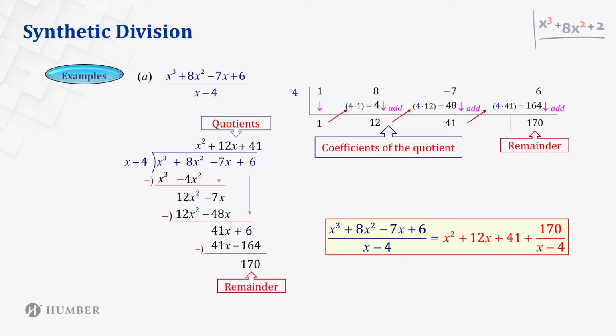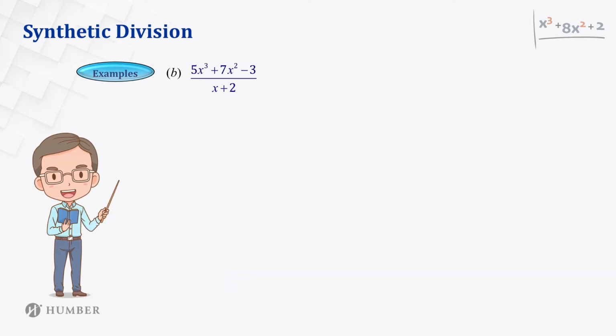Hopefully, we can see the connection. Please keep in mind that the divisor must be in the form of x plus or minus some number. This method is simpler, faster, and takes less space than using the regular long division method. Let's take a look at another example.